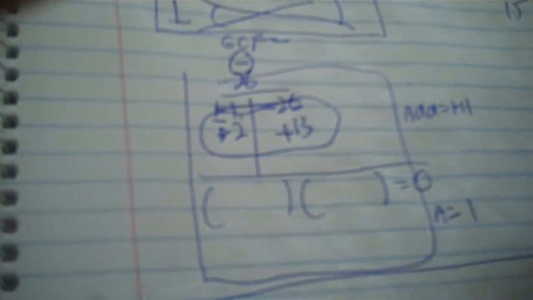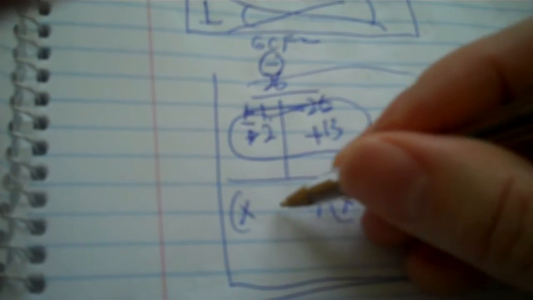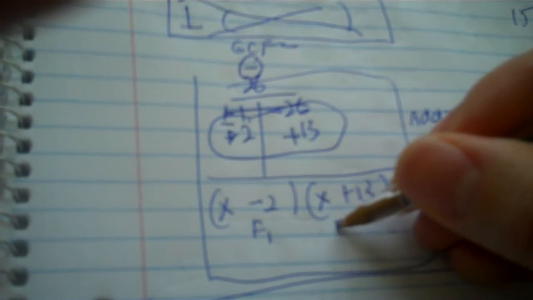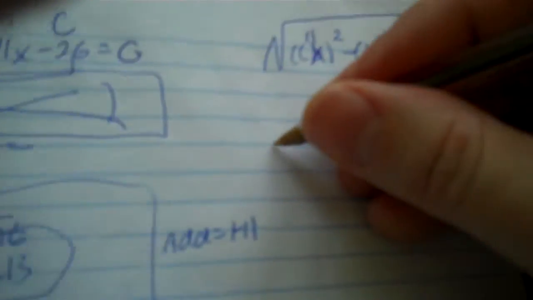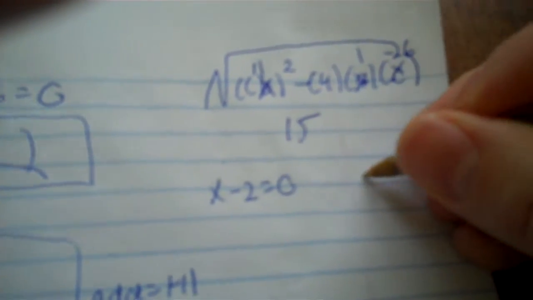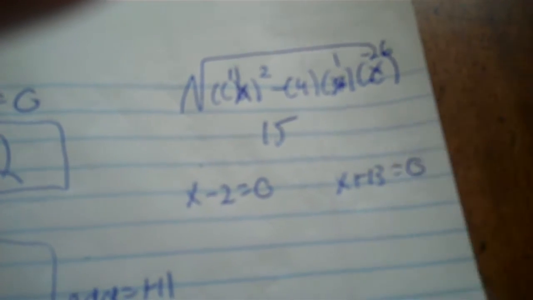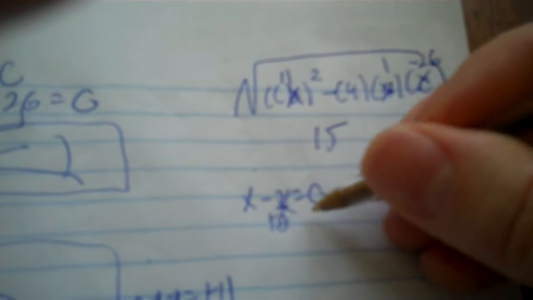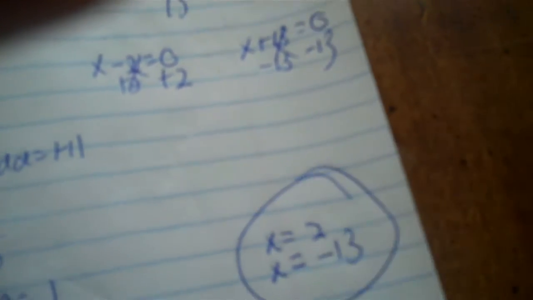So A is a 1, nice, so I can just get rid of the 1. So I only need 2 parentheses, okay? x minus 2, x plus 13 to get to my F1, F2, that's all it takes. So x minus 2 could equal 0, x plus 13 equals 0. So I add 2, I get 2, I minus 13, and I get negative 13. 2 and negative 13.